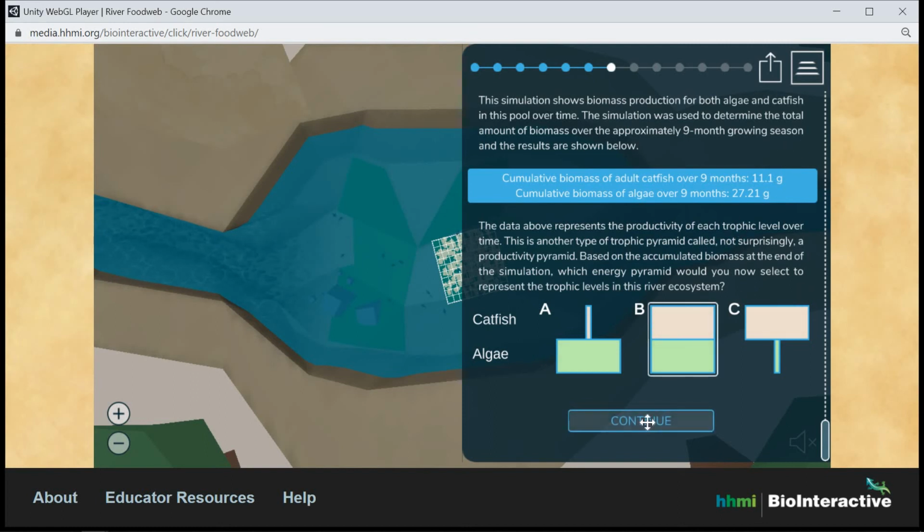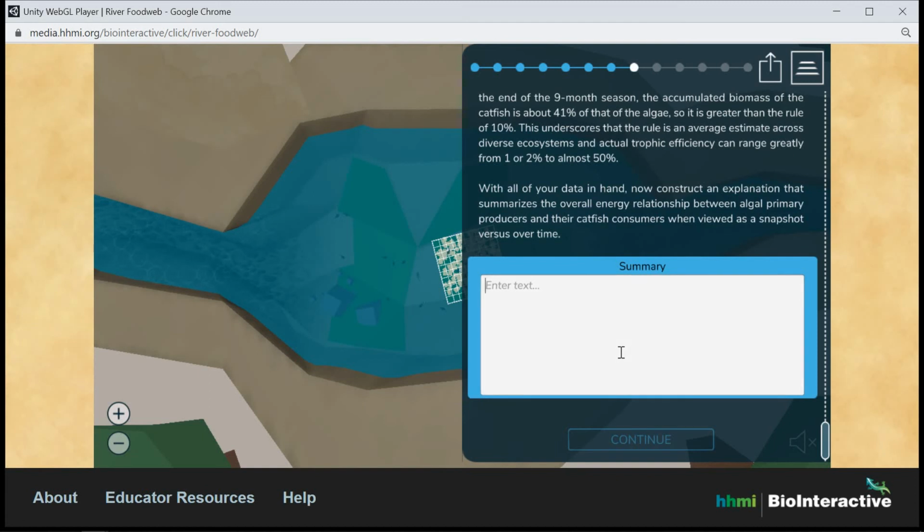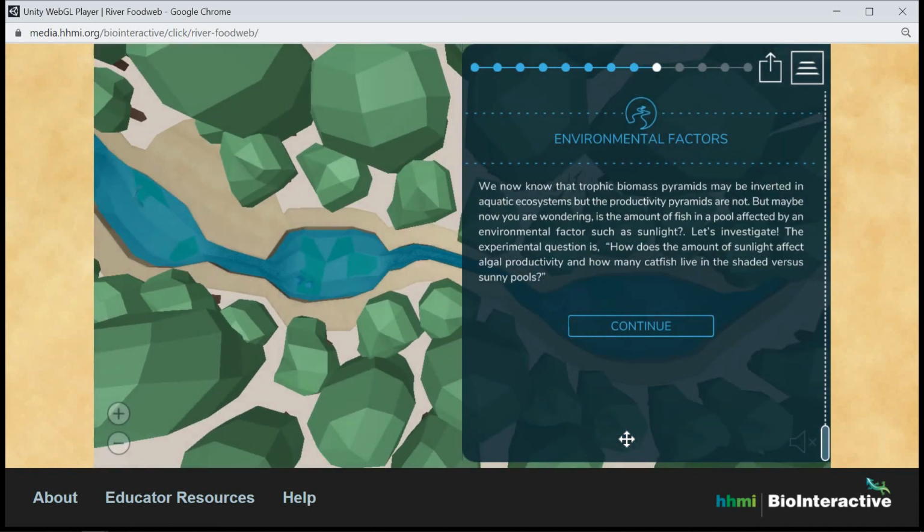Again, I'm just going to choose a random one. You'll choose the one that reflects your data. And then summarize here what you saw about the relationship between algae and the consumers. What does it look like when you just look at one point in time? How much algae is there versus catfish, just like right now today, compared to how does it look at the end of 9 months or over a year? And you'll type your summary in there.